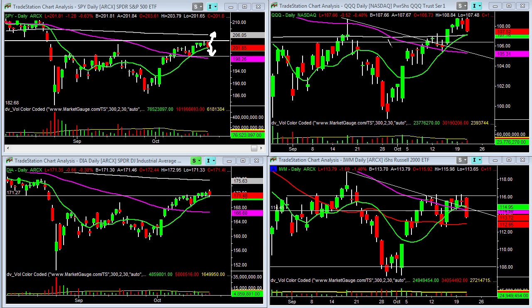Now, one of the ways to figure this out and really time it right to the day is to first look at the charts the way I have them. I've got the SPYs in the upper left, the Qs in the upper right, diamonds in the lower left, IWMs in the lower right. And on a daily basis, you want to see everything doing the same thing, everybody moving in the same direction. On an intraday basis, you want to do the same thing.